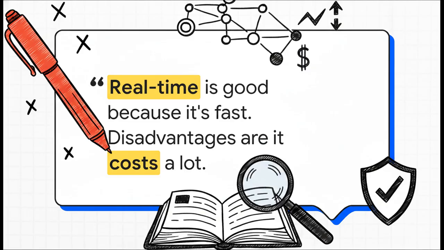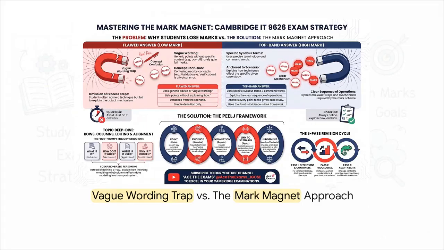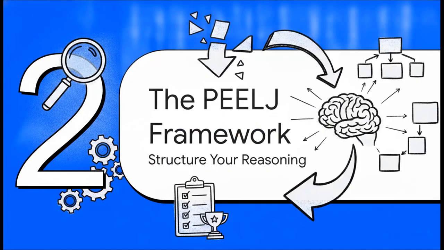This happens when you jump in with vague, everyday language instead of precise, technical anchoring. Contrast that vague wording trap with what we call the mark magnet approach. On the flawed side, you've got generic advice that's totally detached from the scenario, often confusing concepts like validation versus verification. But the mark magnet uses precise syllabus terms, it explains the exact sequence of operations, and most importantly, it anchors every single technique directly to the specific case study given in the question. That's how you win.